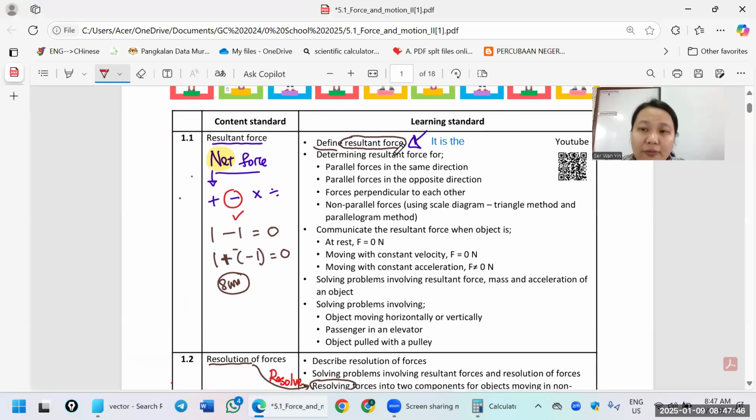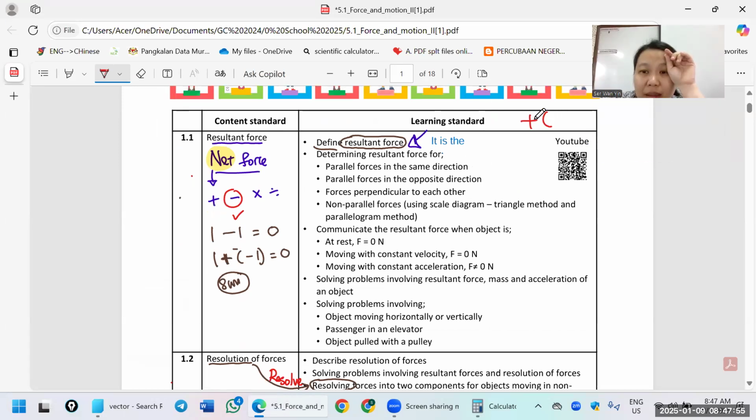So resultant force, that's why we always sum them up with plus. But for example, 10 Newton plus minus 5 means the direction is opposite. So the answer is 5.